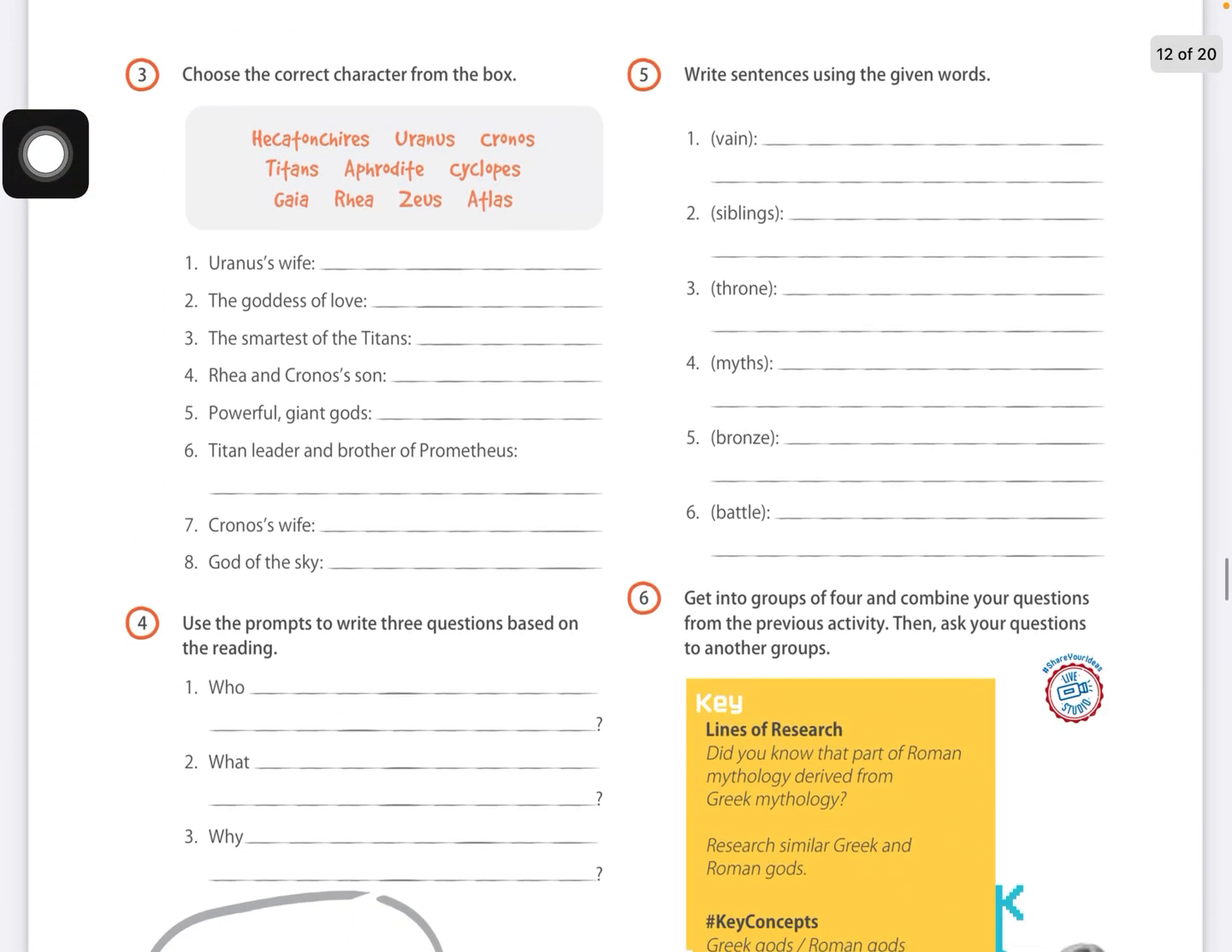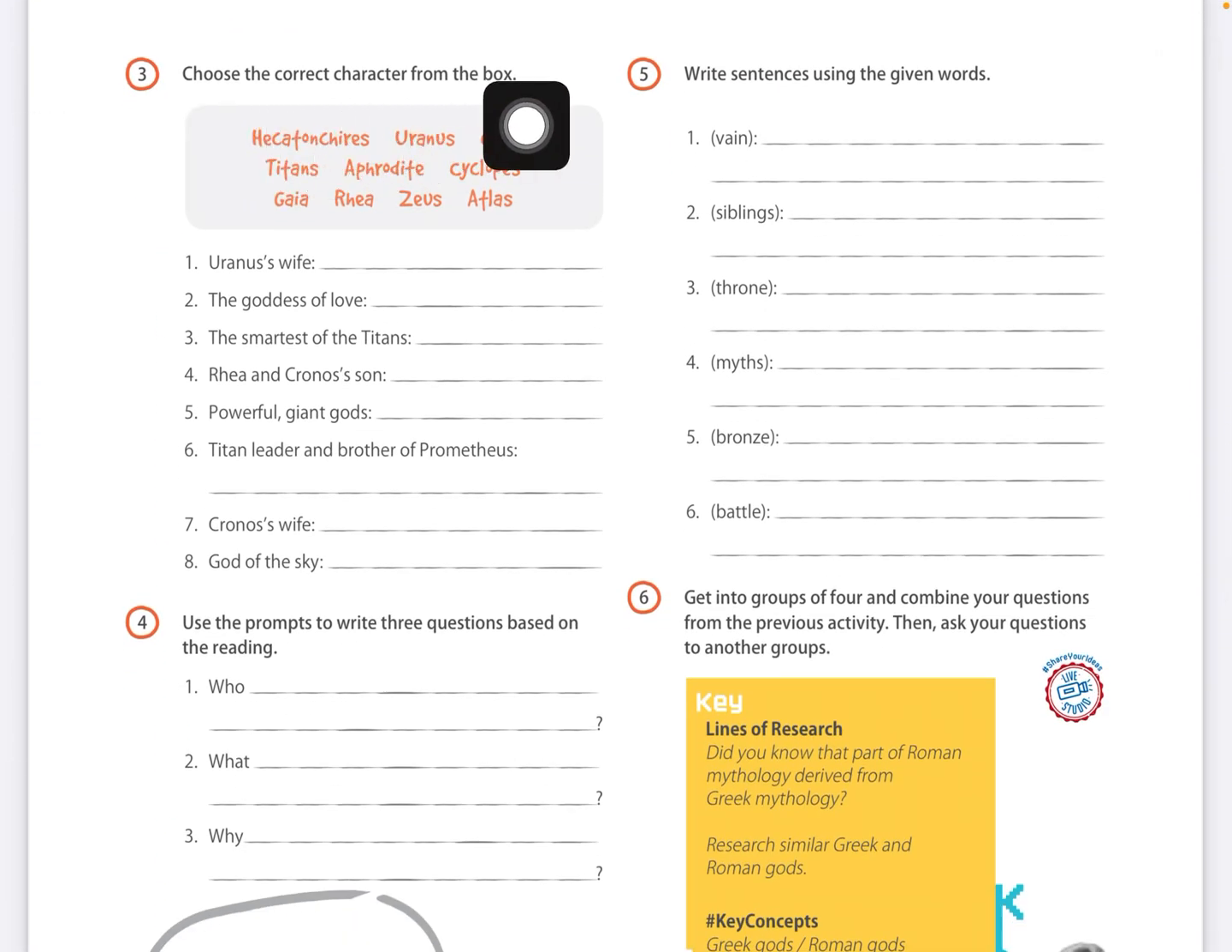You are going to choose the correct character from the box. So who is Uranus' wife? What is the name of Uranus' wife? Tell me what is the name of Uranus' wife. What is the goddess of love? Which one is the smartest of the Titans? And who is Rhea and Kronos' son? Who is the powerful god of the Greek gods? And who is the Titan leader and brother of Prometheus? Which one is Kronos' wife? And which one is the god of the sky?